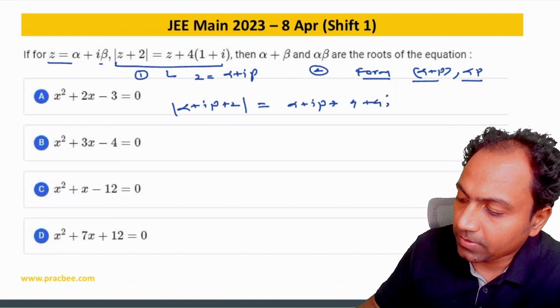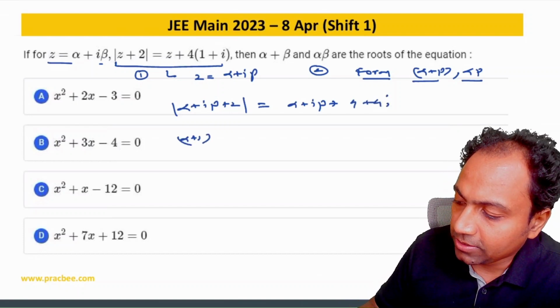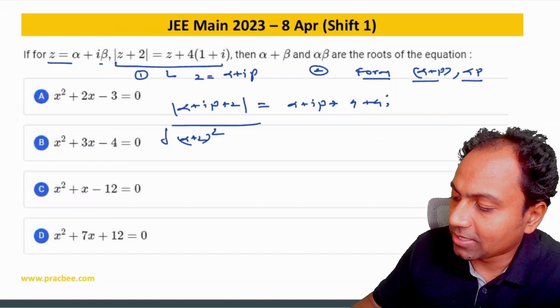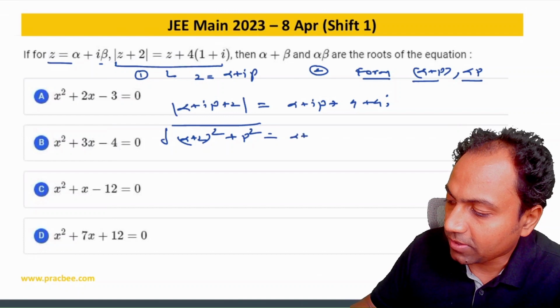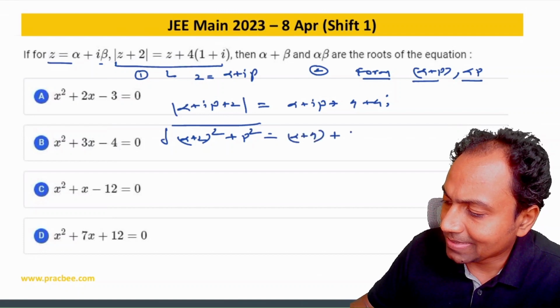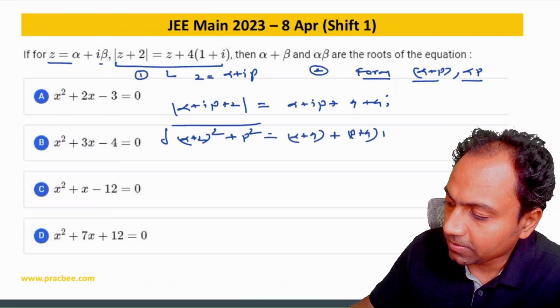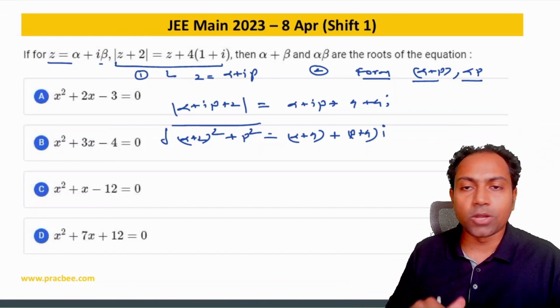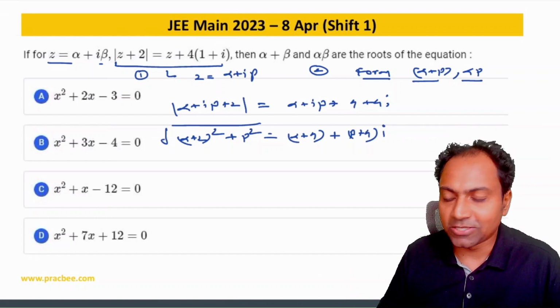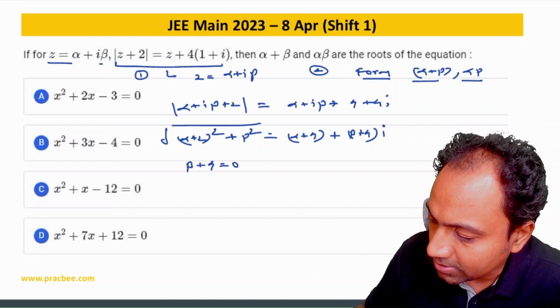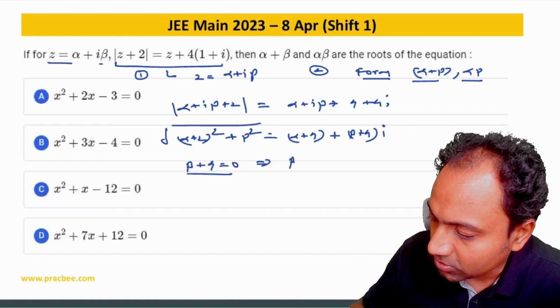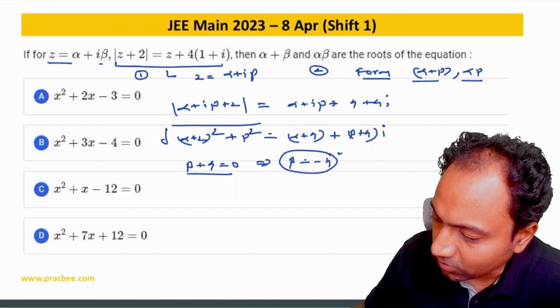Now if I take the real and imaginary parts together, the left hand side becomes alpha plus 2 whole square plus beta square, and the right hand side becomes alpha plus 4 plus beta plus 4 times i. Now if you carefully compare the real and imaginary parts on both the sides, the value of beta plus 4 is 0. That implies beta comes out to be minus 4. So the first important thing we have already figured out.